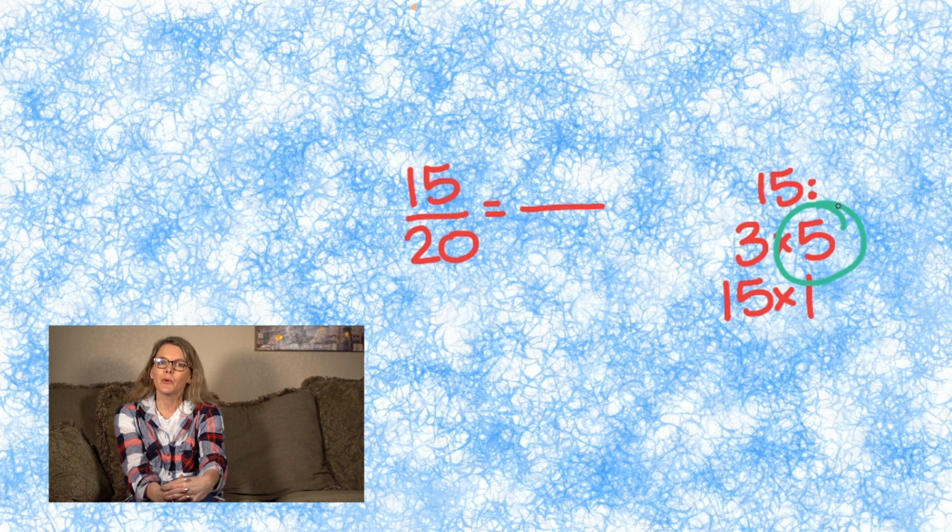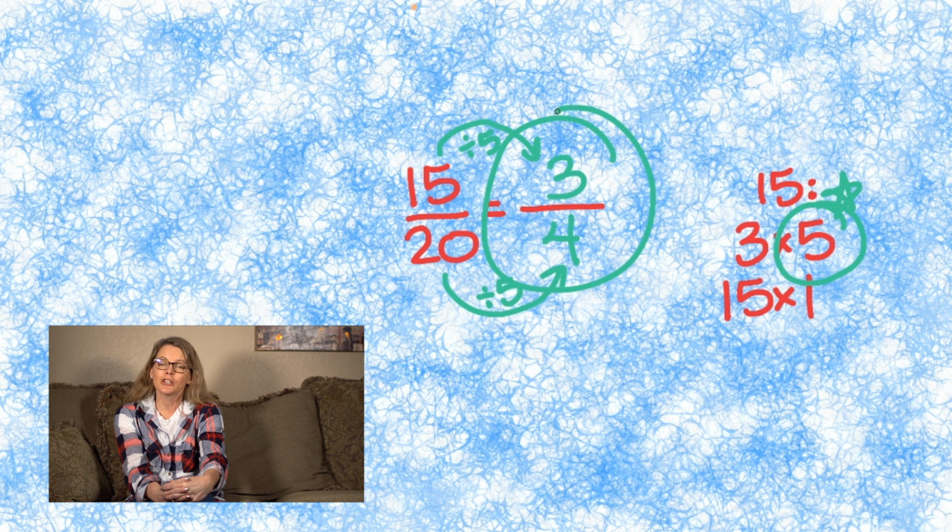So let's divide both by 5 to reduce this fraction. 15 divided by 5 is 3, and 20 divided by 5 is 4, so we have 3/4. Next, you must check to make sure it is fully reduced, and because 3 and 4 are right next to each other, I know that it is in lowest terms. That is a trick that is good to remember.